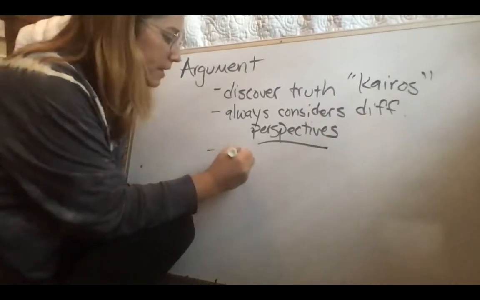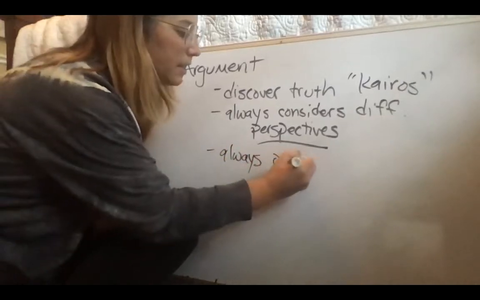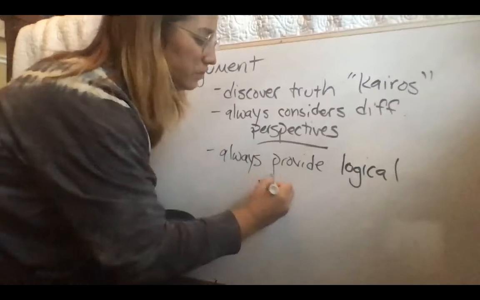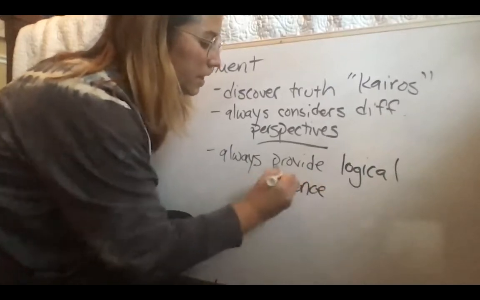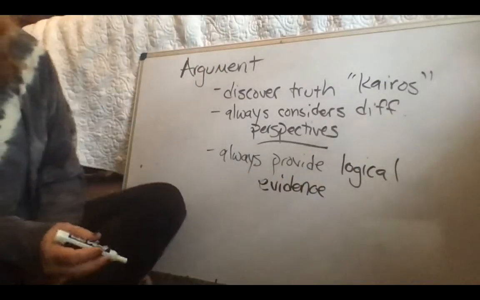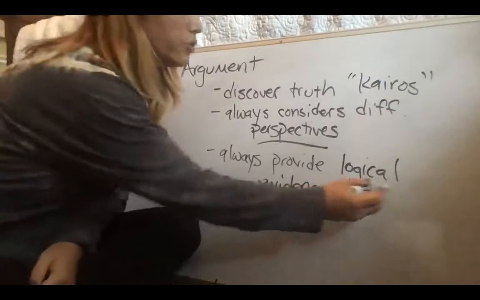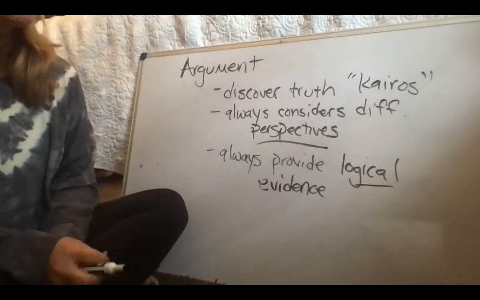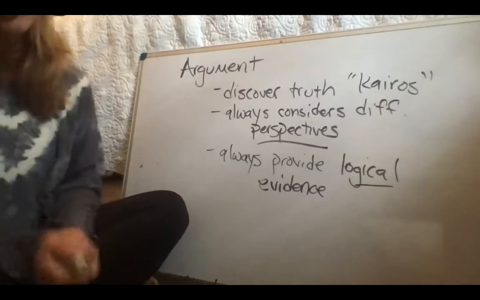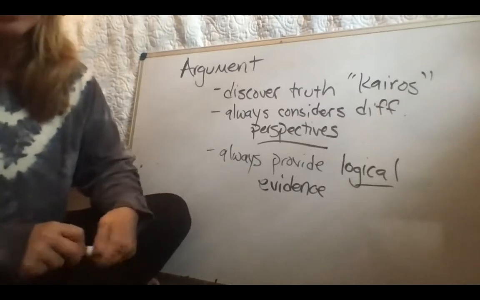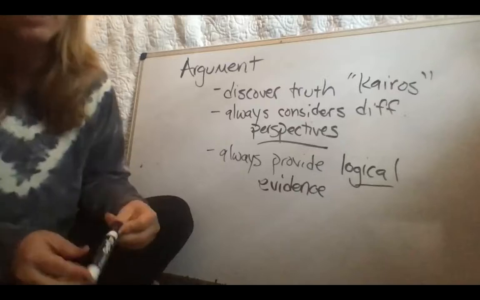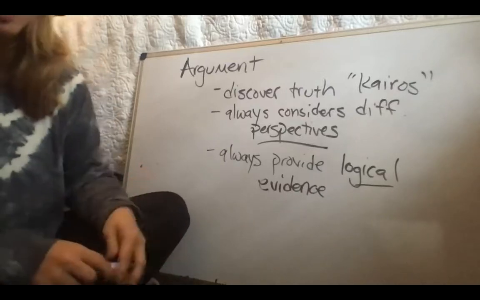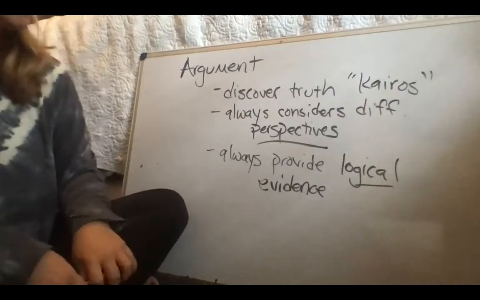Arguments always provide logical evidence. So opinion pieces or persuasive pieces will often blend logical and emotional appeals. In fact, persuasion does not even have to cite any logical evidence in order to be persuasive. That's why persuasion can be so dangerous, because we tend to be able to rely on emotions like fear in order to convince people to believe the way we do.